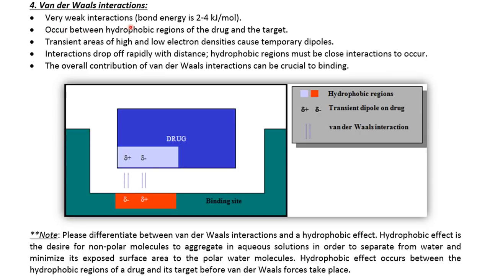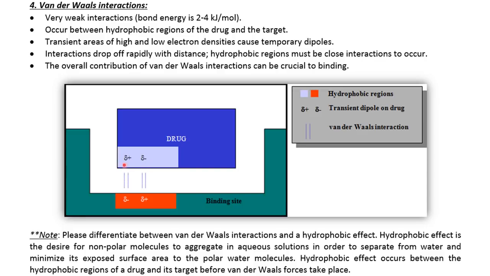The fourth type of intermolecular bond is the van der Waals interaction, which is the weakest among the bonds we discussed so far. It has a bond energy of 2 to 4 kilojoules per mole. Van der Waals interactions occur between hydrophobic regions of the drug and hydrophobic regions of the binding site of the receptor.